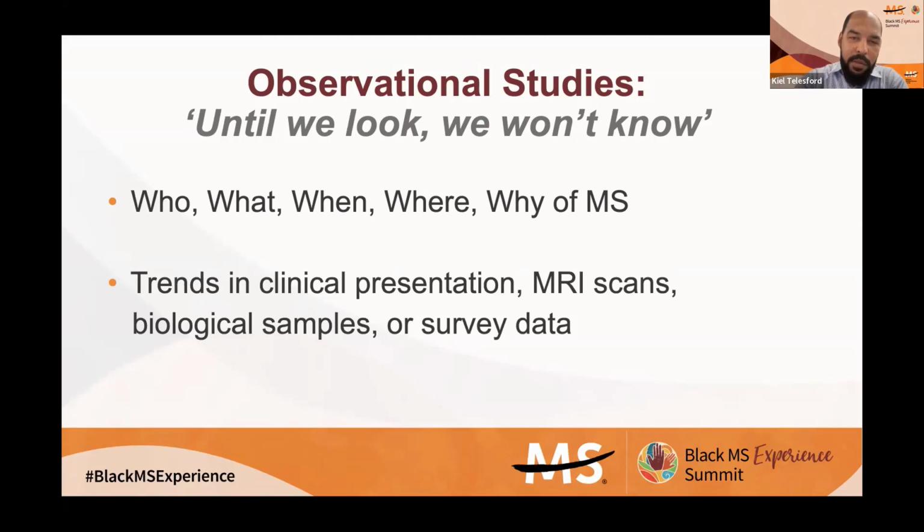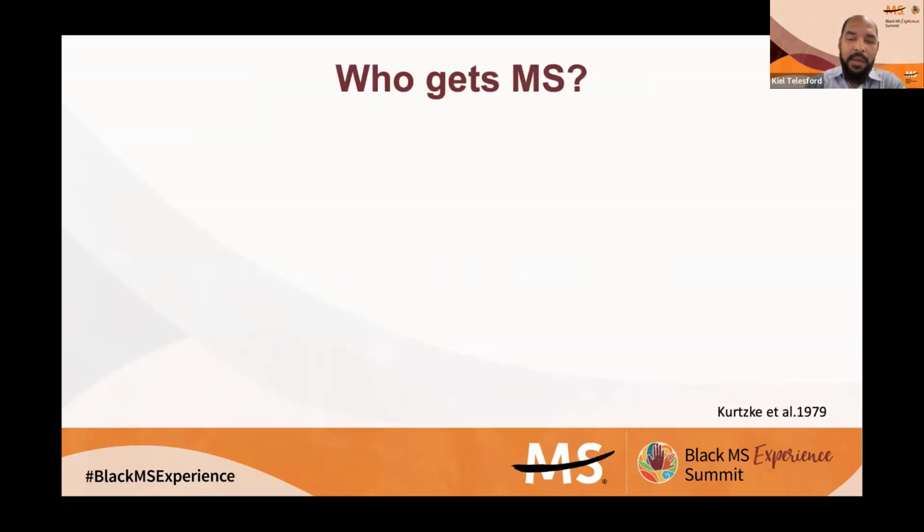And the approach of observational studies is really to look at trends in all sorts of data. So clinical presentation data, MRI scans, biological samples such as blood and CSF, as well as survey data. So information that's provided by consenting participants in the form of surveys. So let's look at a couple of examples very briefly. Let's take this question of who gets MS.